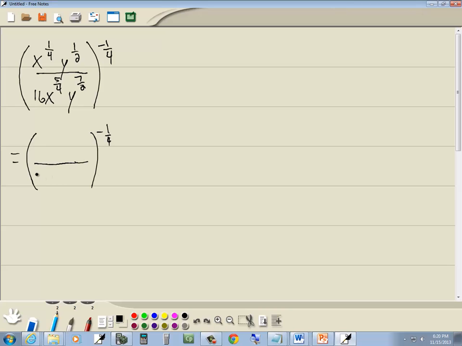Well, 16 we can't do anything with, but here we have x to a power over x to a power. We'll subtract a smaller exponent from a larger one. They already have the same denominator, so I didn't have to do anything there. For our x's, we take 5/4 minus 1/4, which gives us 4/4, or 1. So we're going to have x to the first power where our larger exponent was, which was down below. Now the y's.